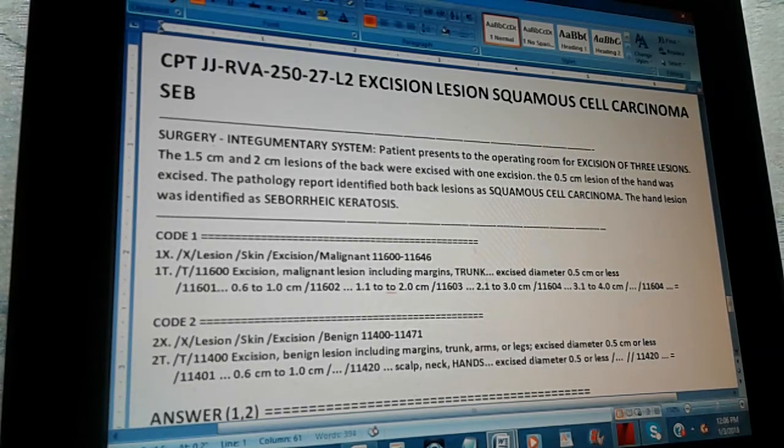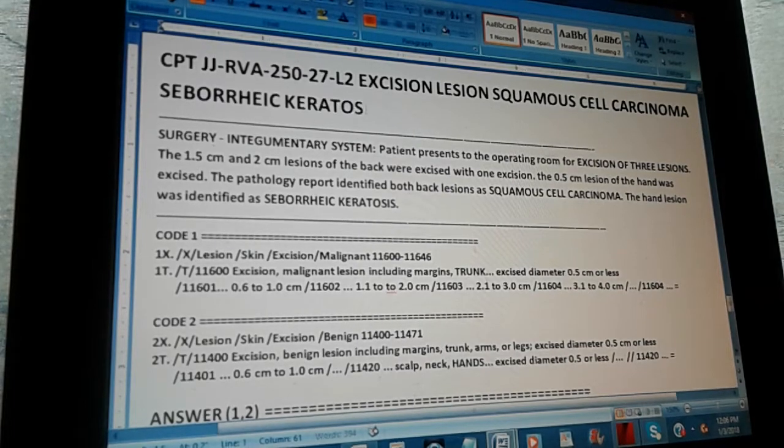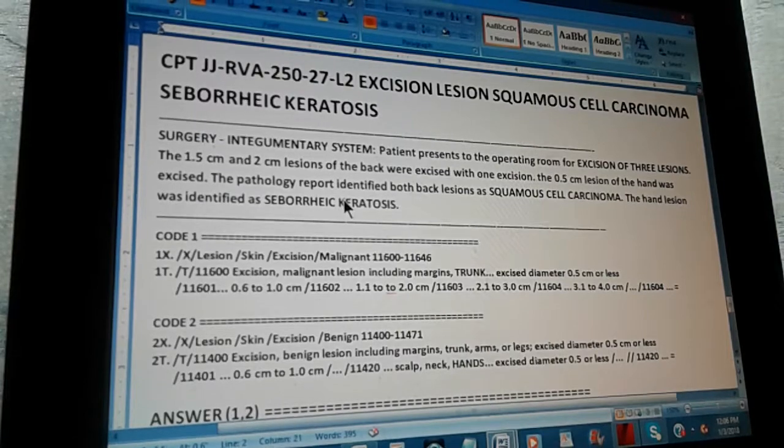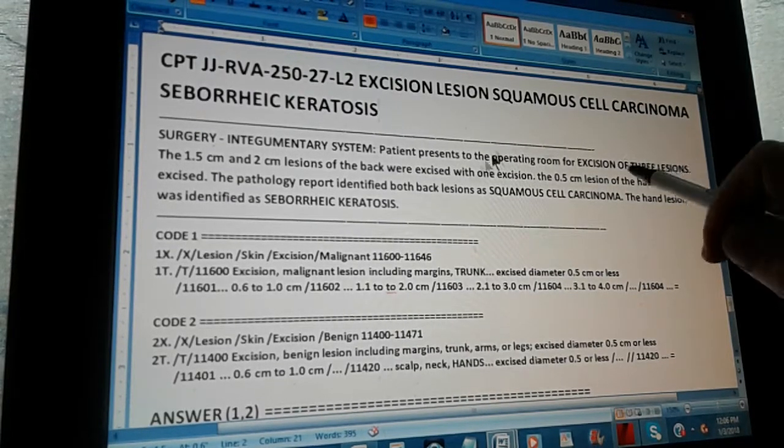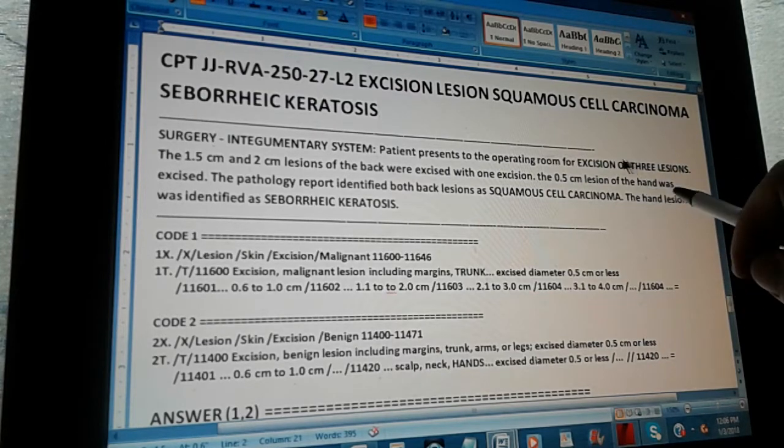That was also a keyword, seborrheic keratosis. Okay, those are the keywords. Now the text reads like this. Surgery, integumentary system. The patient presents to the operating room for excision of three lesions.